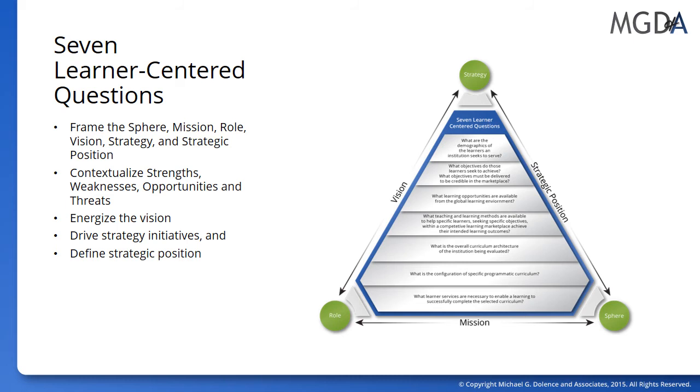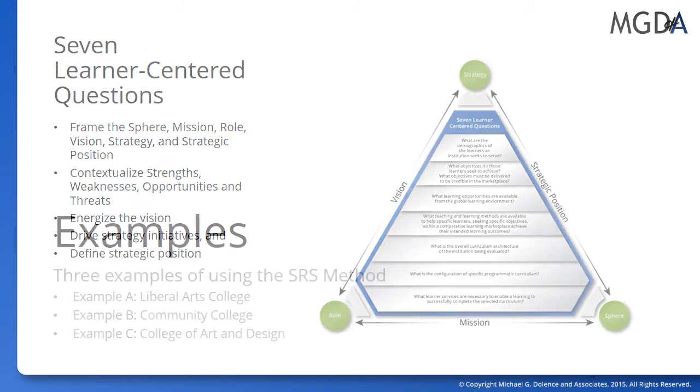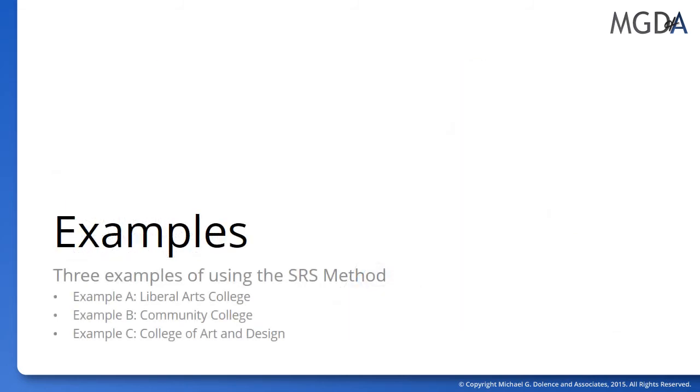At each point in the discussion of these concepts, it's helpful to turn to the 7 learner-centered questions and ask, what does this mean in terms of the learner? I'm going to walk through 3 illustrative examples as a way of showing the use of the SRS Pyramid to build strategic position and pull all of this together.